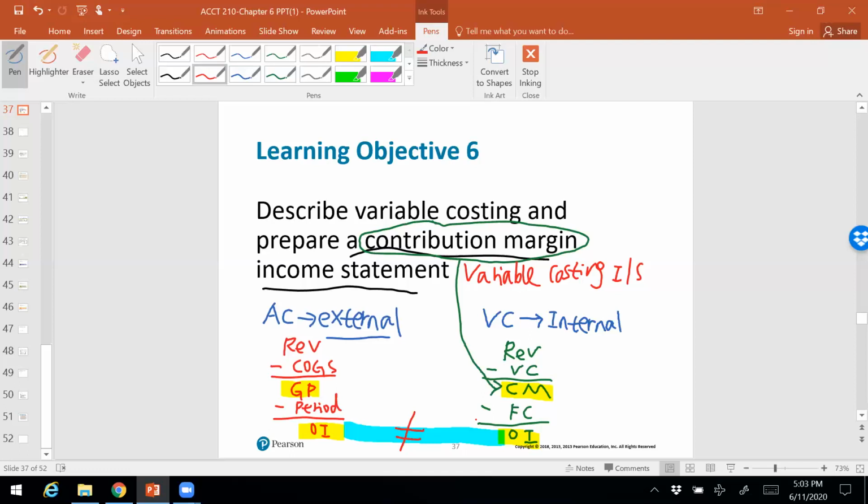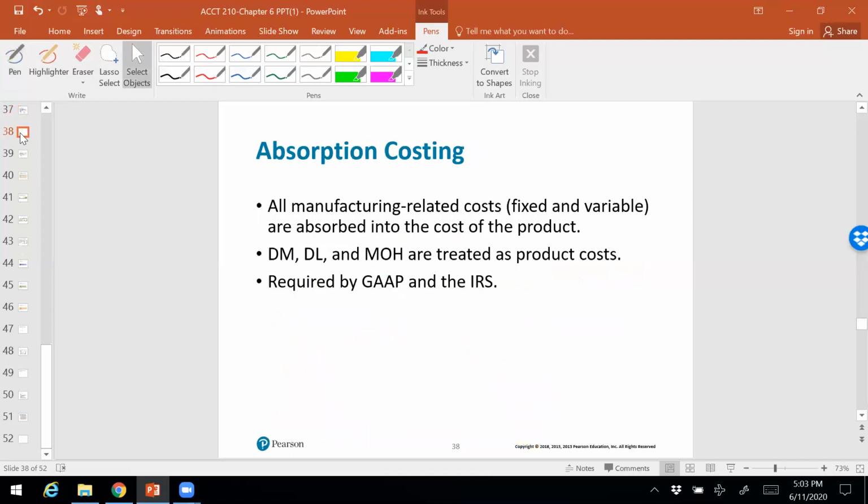I don't think you will have a problem for this part, okay? Now let's look at this one. We go to the detail, we talk about absorption costing. That's what we have learned, right? We use our revenue minus cost of goods sold. We get our gross profit, we minus all the period cost, we get our operating income.